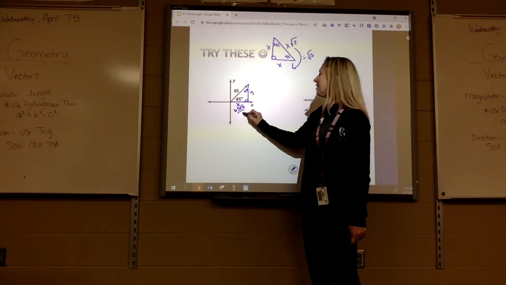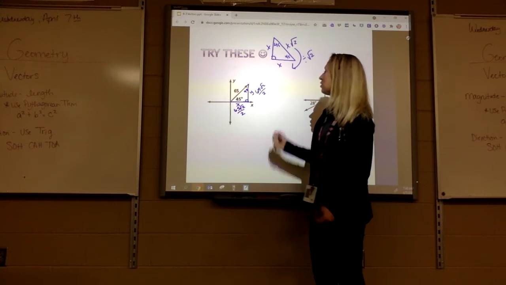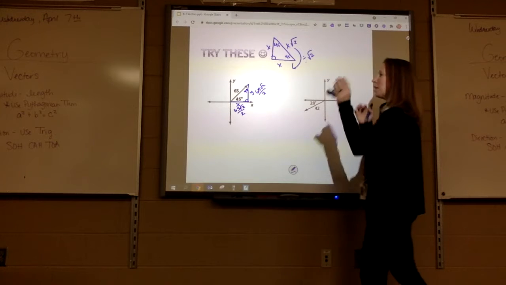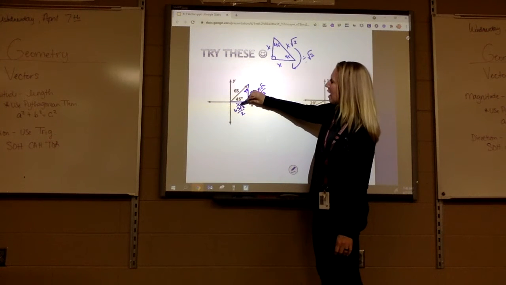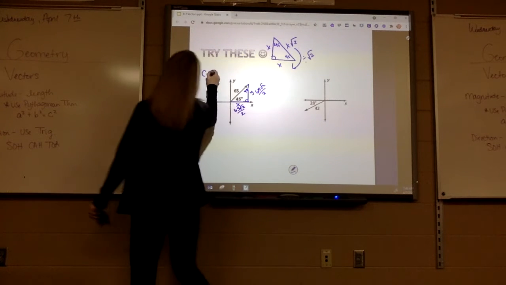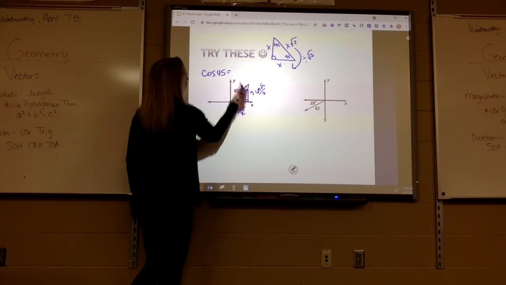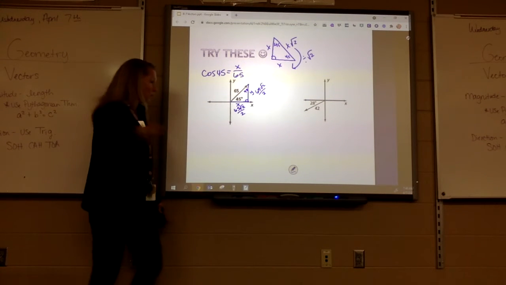65 radical 2 over 2. It is 65 radical 2 over 2. So that's my vector, but I could use trigonometry. Like if I wanted to find x, I would do adjacent and hypotenuse. So I would have cos 45 equals x over 65. And I just want to show you that you get the same answer.